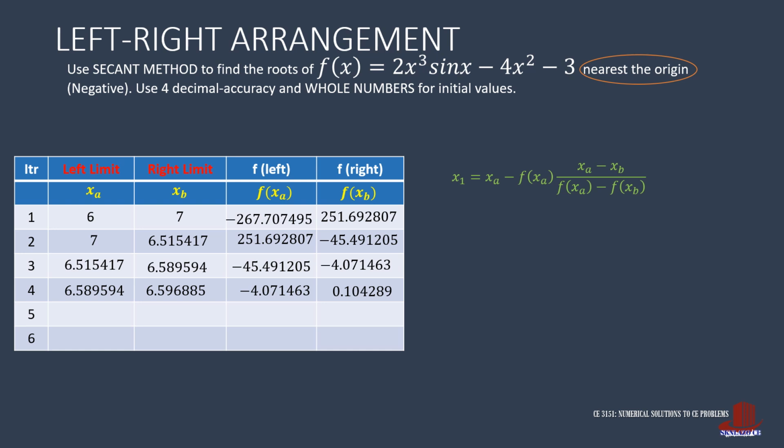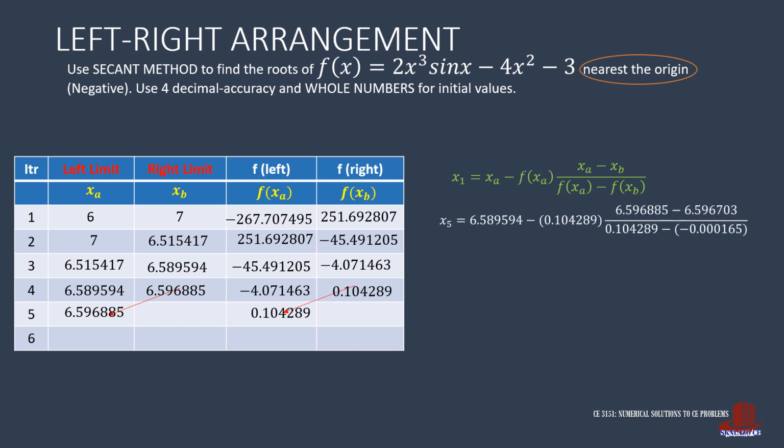For the fifth iteration, slide values from the b's to the a's. Then use the secant function to solve for x5. Plug in the necessary parameters from the fourth iteration to have x5 as 6.596703. We then solve for f of xb using the value we just computed.